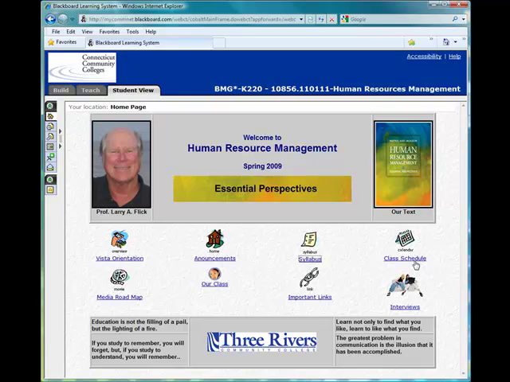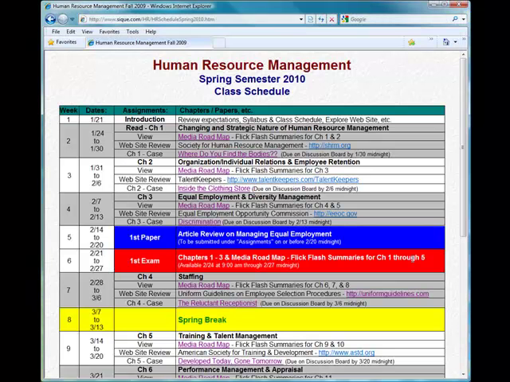Now let's move down to the class schedule and click on that and take a look. The class schedule outlines week by week every assignment that you'll be asked to do. It also outlines and gives you the papers, the exams, spring break, and the like. Okay, let's look at the second week because this is somewhat similar to all the other weeks.